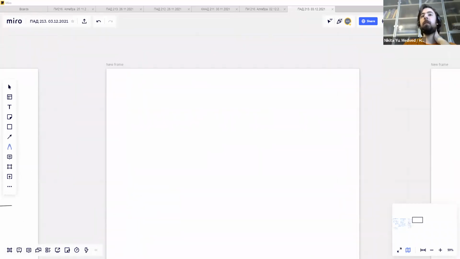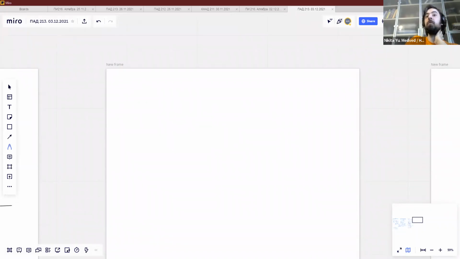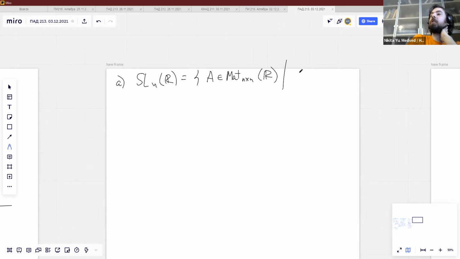And before we do that, here are some questions for you now. Consider the set of all square matrices such that their determinant equals 1. We take all matrices n by n whose determinant is 1. Is this a vector space or not?